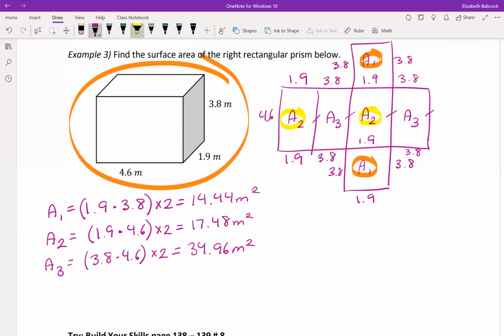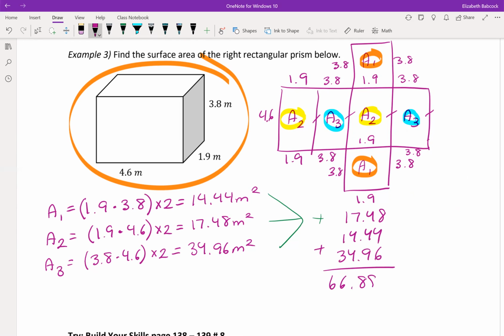But now we're in the same situation as we were before. We have 3 separate areas, but what do we do? Well, together, those areas make up the area of the rectangular prism. So what we have to do is add them together. When we add 17.48, 14.44, and 34.96 together, you get 66.88. Remember to keep your units. So that would be our final answer.